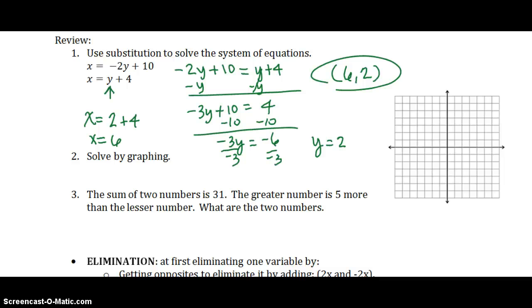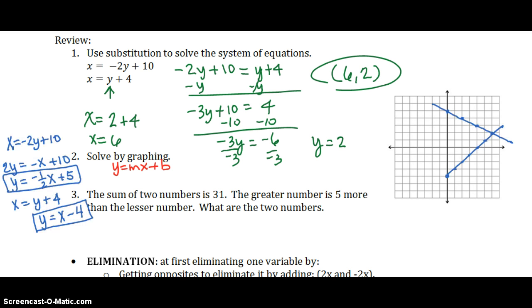To solve by graphing, I need to put both of those equations in slope-intercept form, in y equals mx plus b form. So I'm going to pause to not use up my time and go ahead and do that off camera. Okay, so on the left of the screen you'll see where I solved the first equation for y, and then the second equation, I just took the 4 over, made it x minus 4, but I wrote it in the form that we're used to looking.